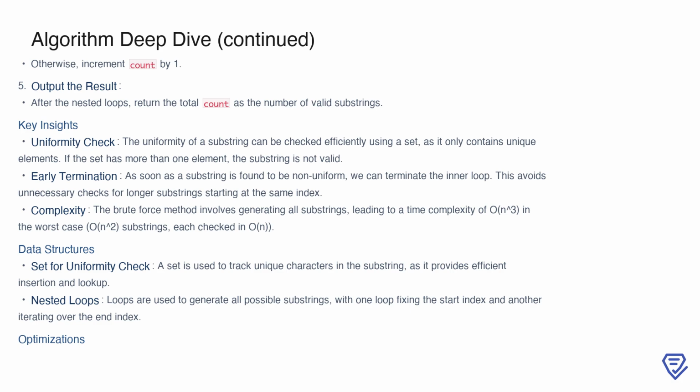There are a few key insights to keep in mind here. First, the uniformity check using a set is efficient because a set automatically maintains unique elements.